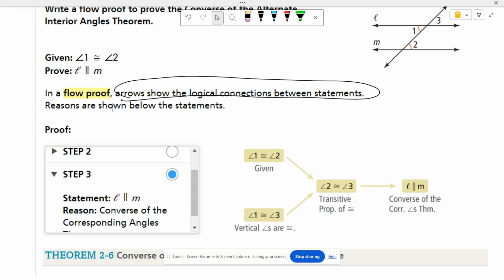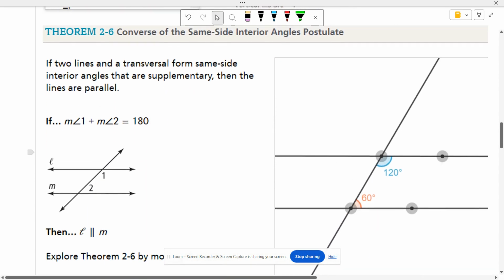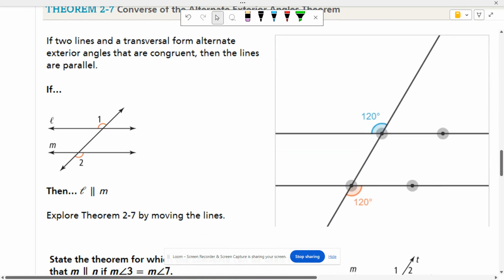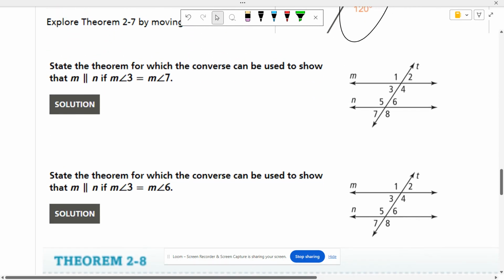And we already know that these are corresponding angles, and if corresponding angles are congruent, then we have parallel lines. Okay, so that was a flow proof of the converse of corresponding angles. The same side interior angles postulate says if these are supplementary, then we have parallel lines. So it's basically the same as the first section, except now we're given the angles first, then we're figuring out the lines. Now they add on to it just a little bit, so we'll get to that.